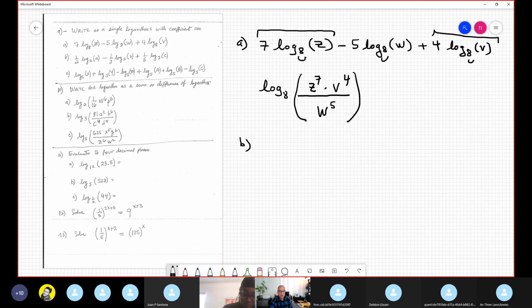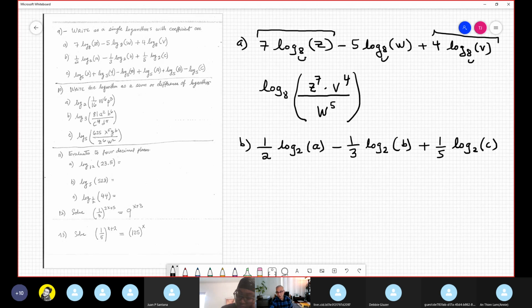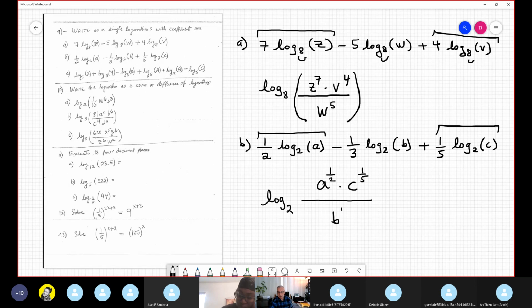Okay, B is 1/2 logarithm base 2 of a minus 1/3 logarithm base 2 of b plus 1/5 logarithm base 2 of c. And we condense it. What is the only complication? Well, the only complication is that we have fractions. But it's okay. A fraction is an exponent. So, log base 2 of. Remember, the guys that are positive are this and this. You put them in the top. It's a to the 1/2 times c raised to the 1/5. And in the bottom, I put the negative, which is b to the 1/3. Boom. This is one possibility.